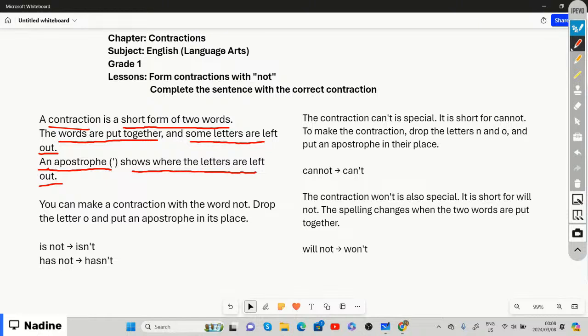All right. So when it also comes to contractions, you can make contractions with the word not. When we make contractions with the word not, we basically drop the letter O and then we put the apostrophe in its place. And we're going to make an example now.